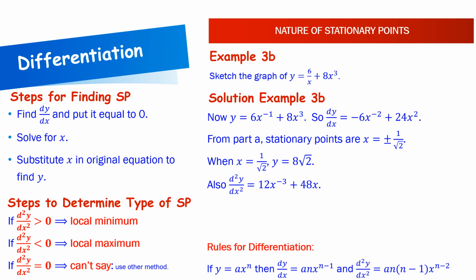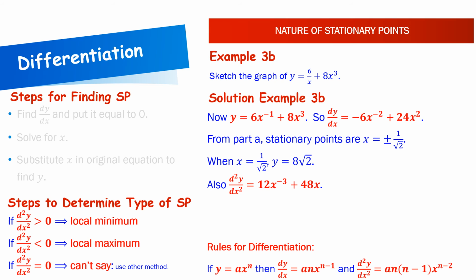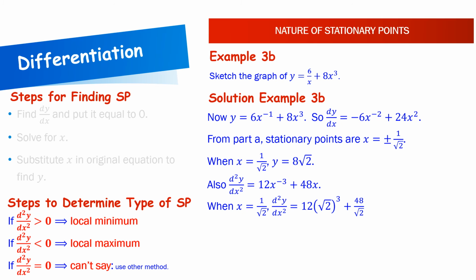Now let's find d2y/dx squared in order to find the nature of this turning point. d2y/dx squared is equal to 12x to the minus 3 plus 48x. And so plugging in x equals 1 over root 2 into the equation for d2y/dx squared gives us that d2y/dx squared is greater than 0 at this point. And therefore we have a local minimum.